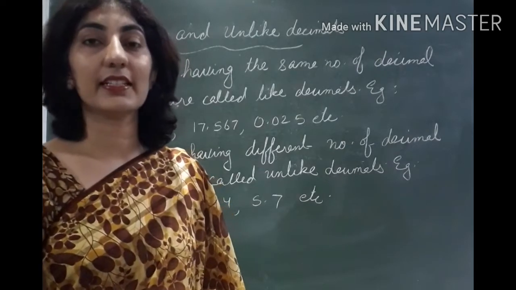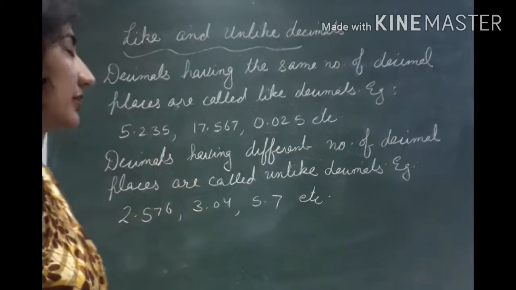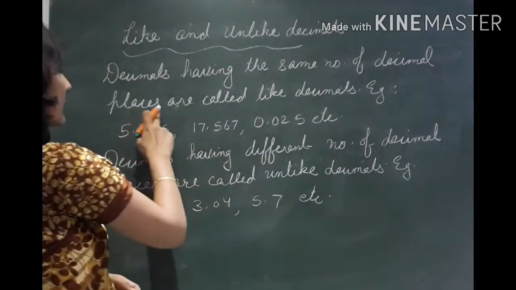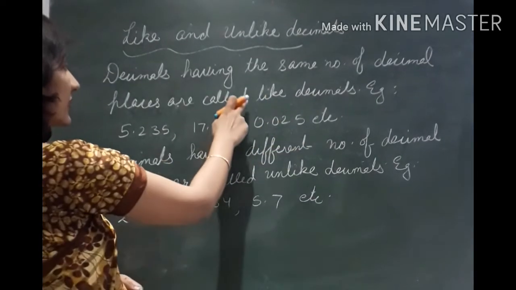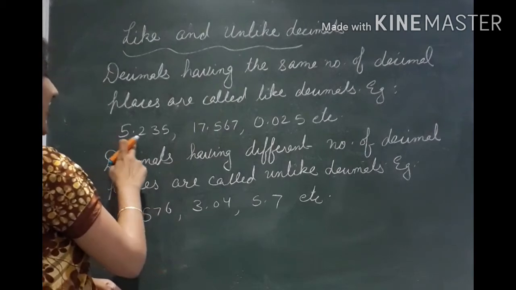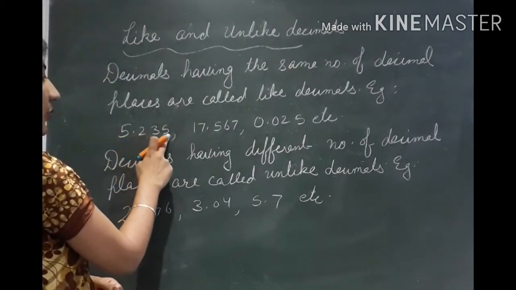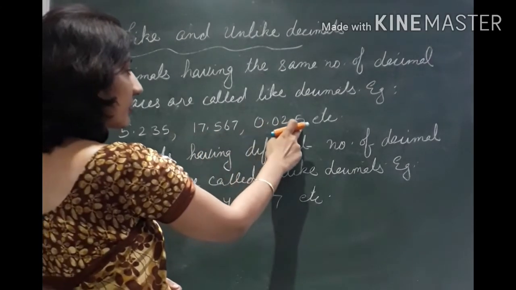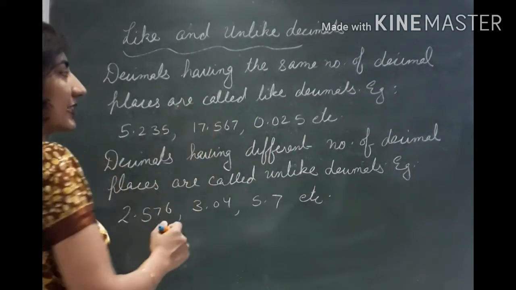Like we have done like fractions and unlike fractions, we have like decimals and unlike decimals. Let us see what they are. Decimals having the same number of decimal places are called like decimals. How same number of decimal places? For example, 5.235. See here after decimal it is tenths, hundredths, thousandths. Here also after decimal we have 3 digits. Here also after decimal we have 3 digits. Same number of digits after decimal we call them like decimals.